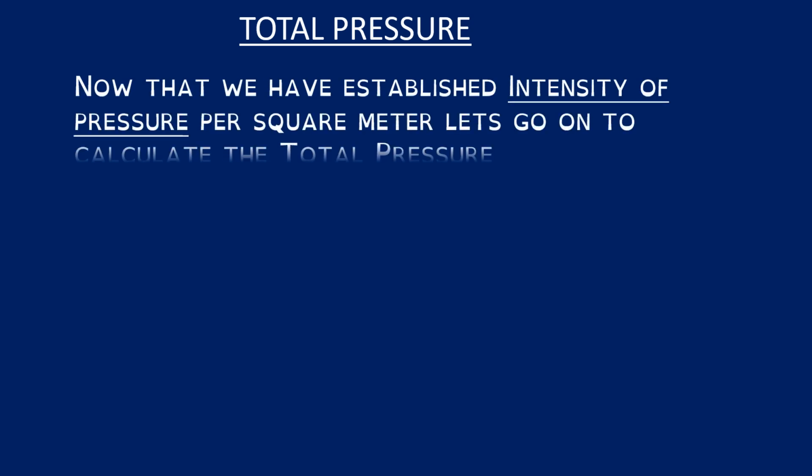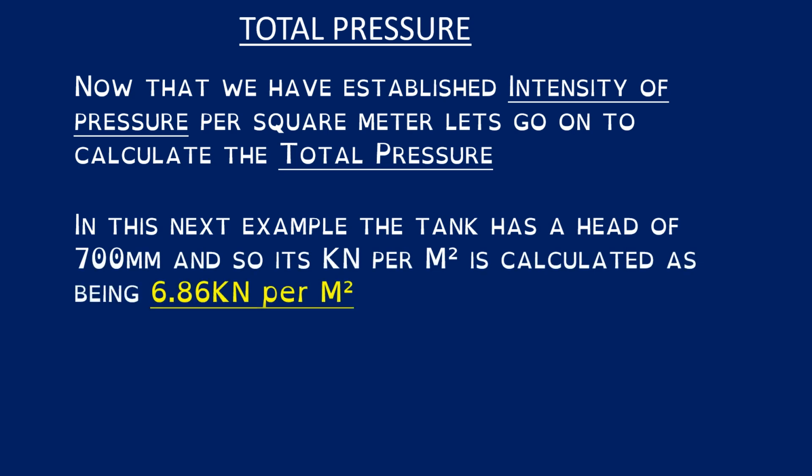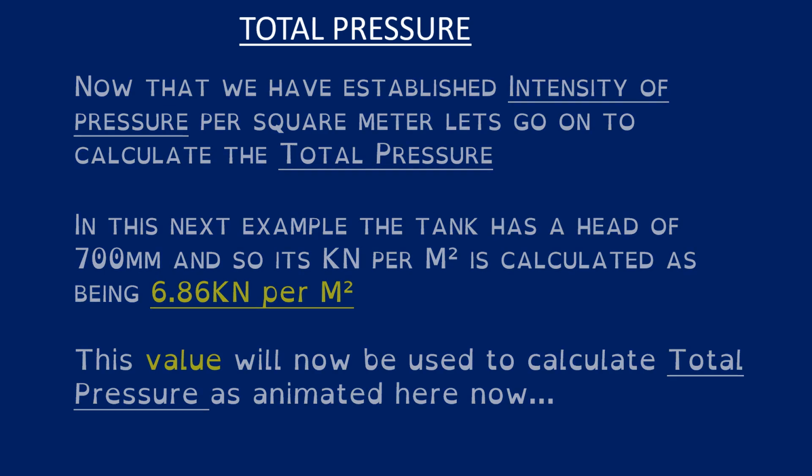So now that we have established intensity of pressure per square meter, let's go on to calculate the total pressure. In this next example, the tank has a head of 700 millimeters, and so its kilonewton per square meter is calculated as being 6.86 kilonewtons per square meter. This value will now be used to calculate total pressure as animated here now next.